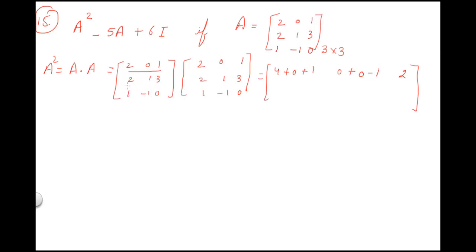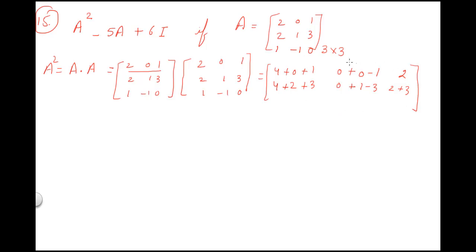Let us do that. For the second row, see first with the first column. So 2 cross 2 is 4 plus 1 cross 2 is 2 plus 3 cross 1 is 3. Then 2 cross 0 is 0, then 1 cross 1 is 1, then 3 cross minus 1 is minus 3, and then the last one will be 2 cross 1 is 2 plus 1 cross 3 is 3 plus 3 cross 0 is 0, so I am not writing that. Clear? So like this you can form A square easily.